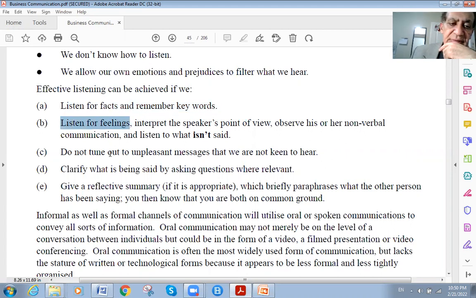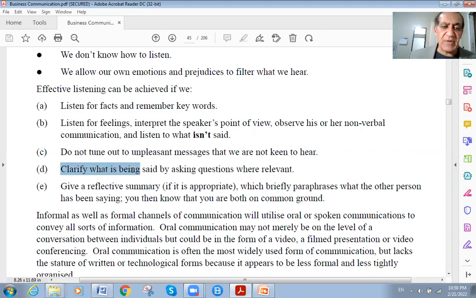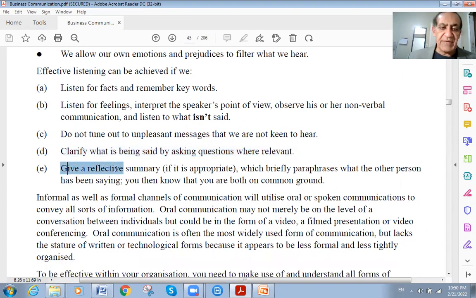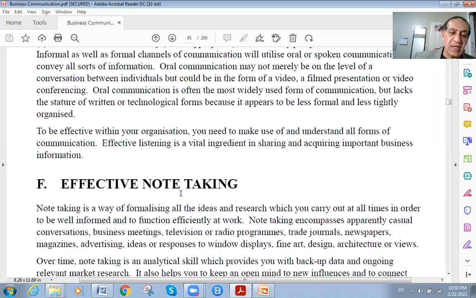Listen for feelings. Do not tune out unpleasant messages that we are not keen to hear. Focus on the important messages and their meaning. Clarify what's being said by asking questions, if relevant. Give a reflective summary, if appropriate, which briefly paraphrases what the other person has been saying. You then know that you are both on common ground, and that everything is going fine.